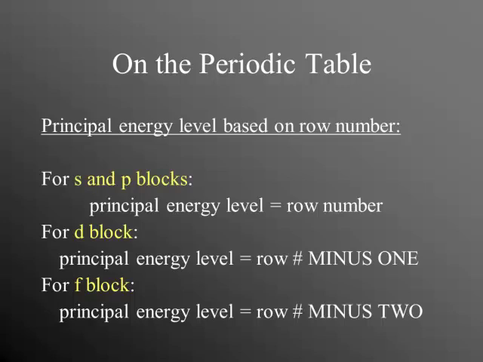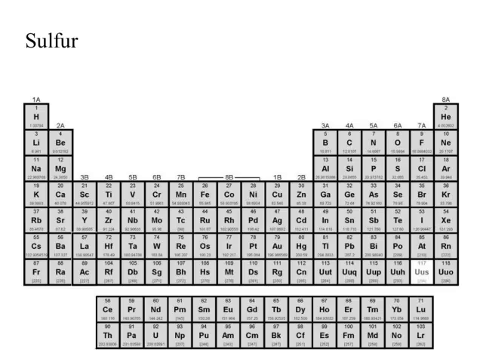Let's look at a few examples. Write the electron configuration for the element sulfur. Let's do this off the periodic table. Start at the top left of the periodic table, go left to right, top to bottom, and write each level and number of electrons until you get to the element sulfur. This means going through 1s2, 2s2, 2p6, and 3s2.